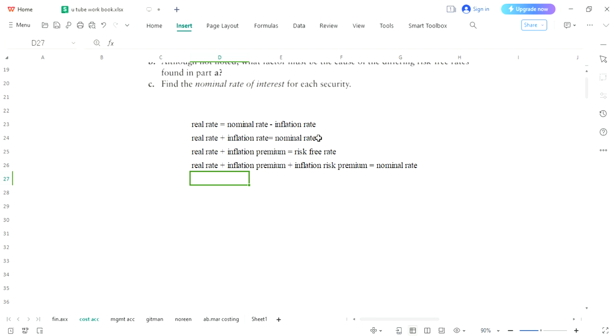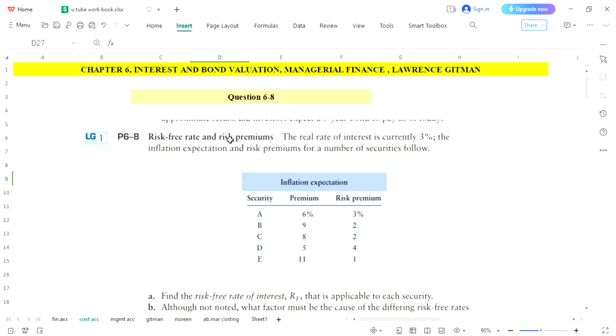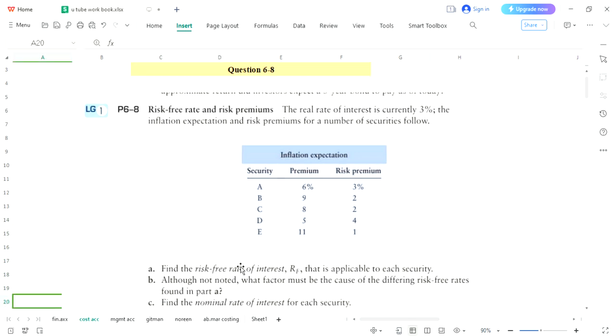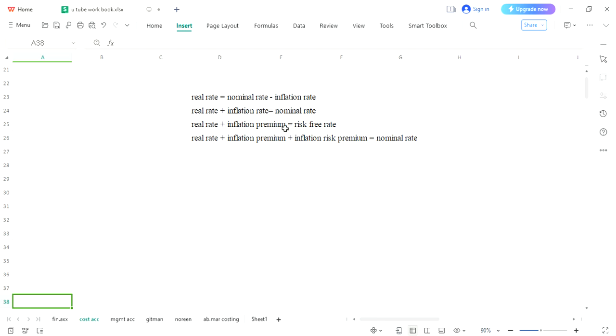Remaining is very simple. Please excuse me. You have just taken this inflation rate, it was being subtracted over here, transferred it to the opposite side, it has been added, and that's all. So now let's see what is our requirement. The first requirement is the risk-free rate, and we have already formulated it. Look over here, risk-free rate: how you will calculate it? Real rate plus inflation premium only.